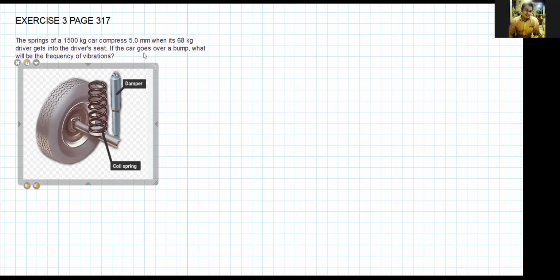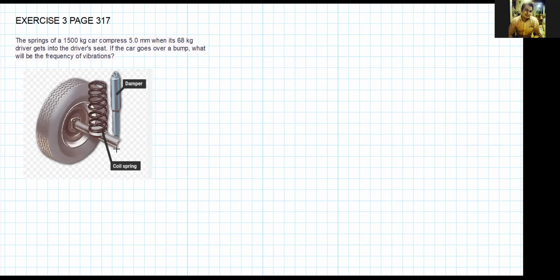Okay, if the car goes over a bump, what will be the frequency of vibration that we have? So as you can see here, we have a diagram corresponding to one spring in the car. This system is composed of the spring and the damper as well. This is a system that helps with the vibration that we have in the car. It depends on the situation.